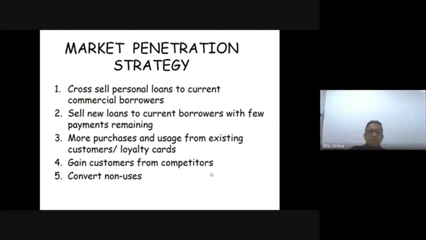Right, I said market penetration for banks: cross-sell personal loans to current commercial borrowers. Maybe say there's a partnership, and to the partners of the commercial loan, you can sell personal loans. Then the second is the topping up of existing loans, and more purchase use from existing customers, loyalty cards. So credit cards and all, the points are given based on the volumes, the usage.